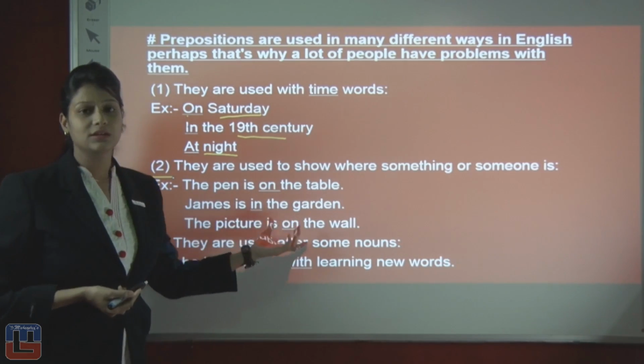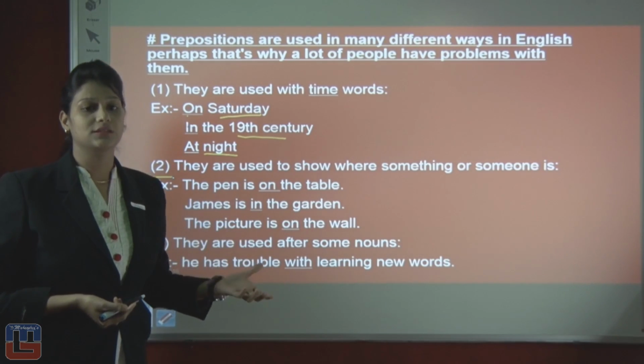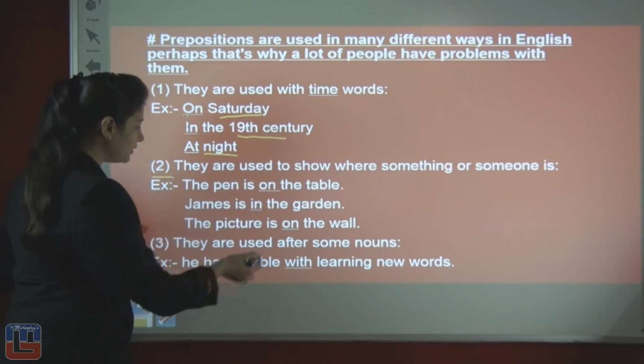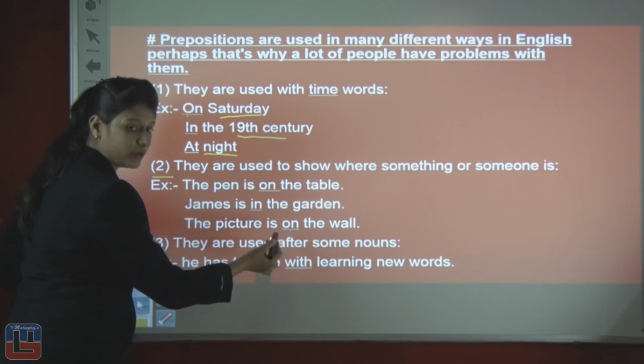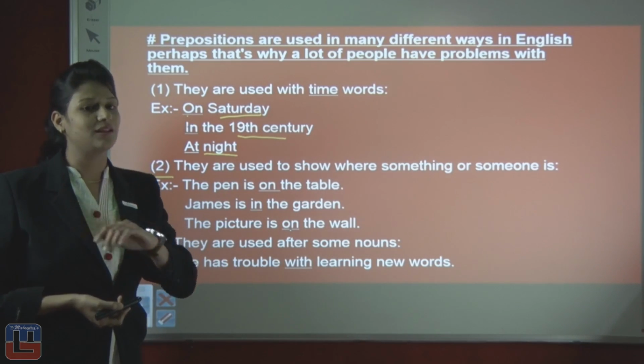James is in the garden. Now we are talking about the location of James. Where is he? He is in the garden. The picture is on the wall. So the picture is hanging on the wall. All these three expressions, on, in and on over here, are basically talking about the position of these things: the pen, James and the picture.